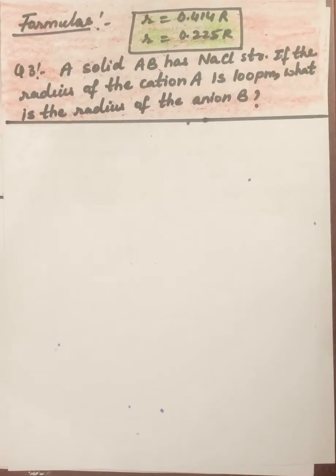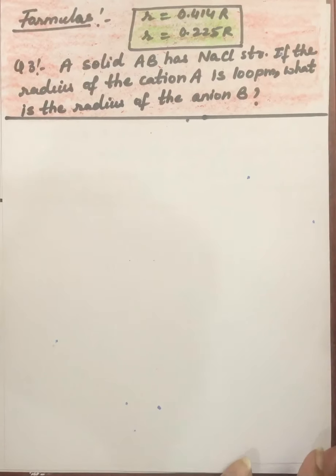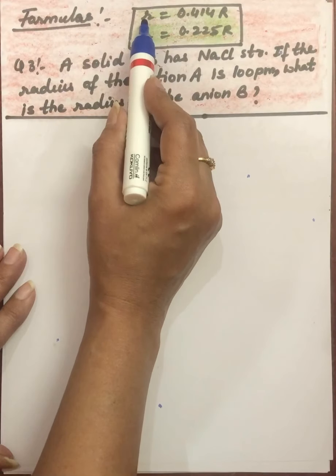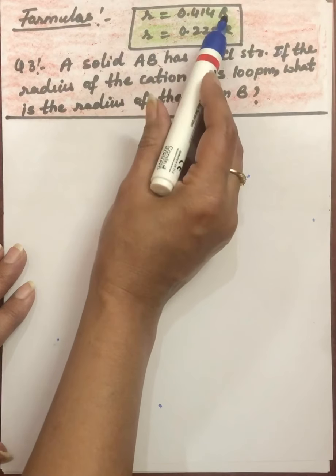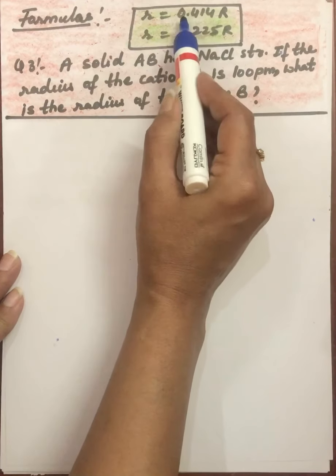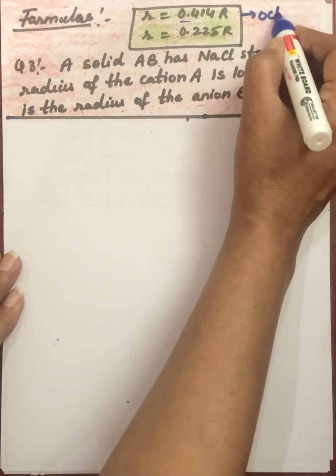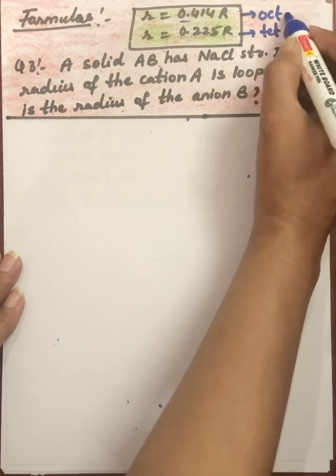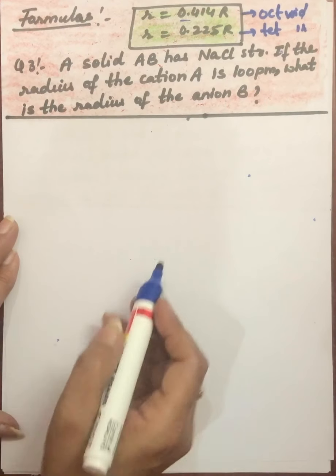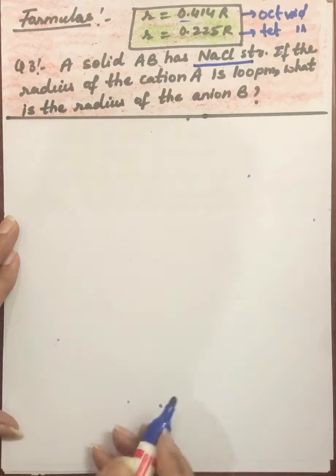Now, next question. These numericals are based on the formulas for the size of octahedral and tetrahedral voids and the size of the particles in a close-packed arrangement. Small r we use for the size of the voids, and capital R is for the particles in the close-packed arrangement. For octahedral voids, this is the formula, and for tetrahedral voids, we have this formula. See the question now. A solid AB has NaCl structure.